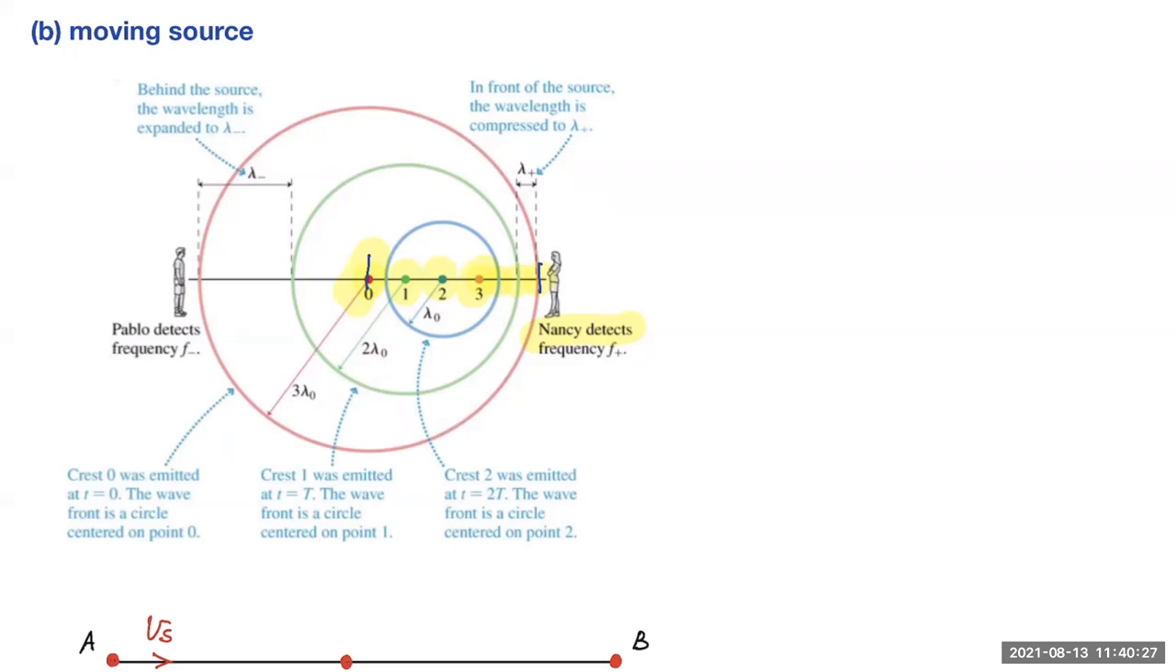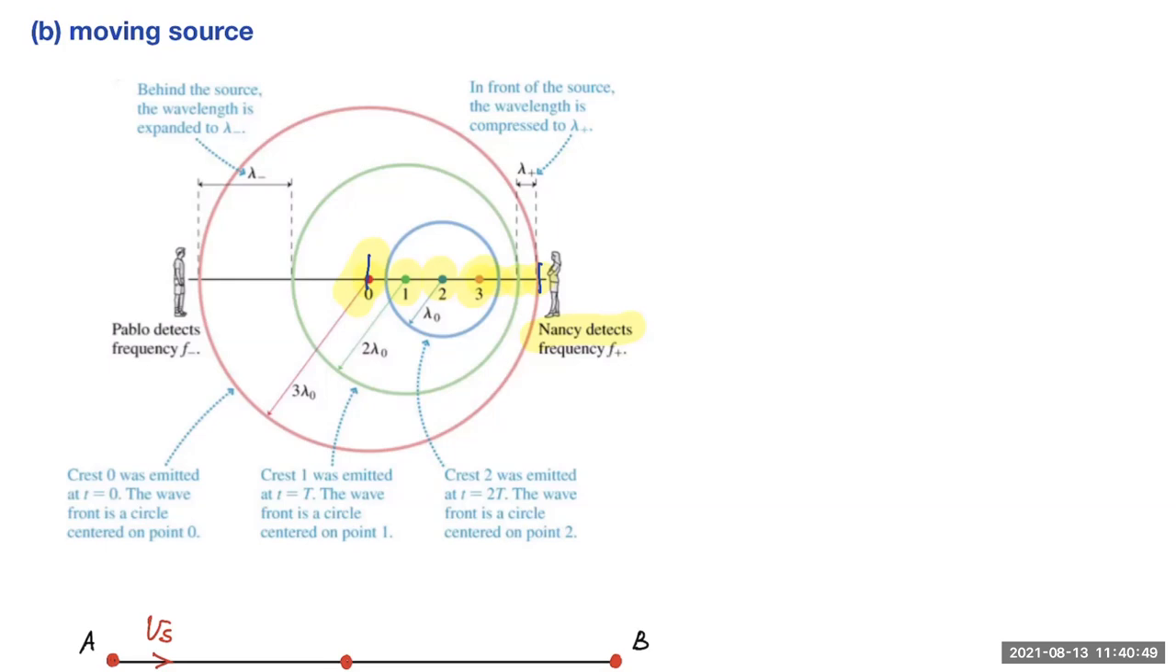So the wavelengths are pretty long. You just take the largest radius, which is the radius of the red circle, divided by 4. That's the wavelength. But the situation is different now that the source is actually moving, because the last wave was emitted at the location of point 3. It's just getting emitted, while the first wave has just reached Nancy.